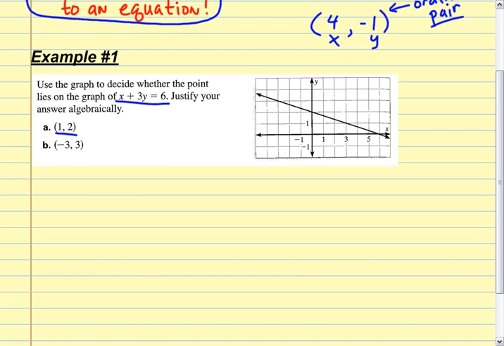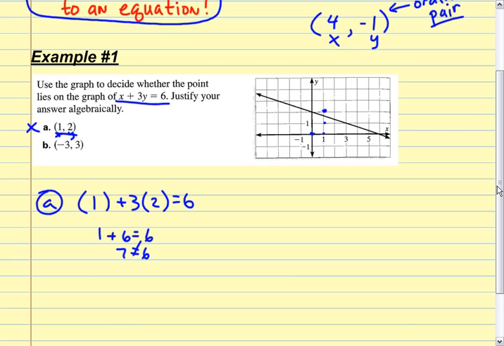Cameron, 1, 2. Does it? We go from the origin, we go over 1 and up 2. It's close to it, but it's not on it. So it's not a solution. All right? But they said justify it algebraically. All we do is plug it in. x plus 3 times y equals 6. Plug in 1 for x, because it's in the x spot. Plug in 2 for y, because it's in the y spot. We get 1 plus 6 equals 6. 7 equals 6, and that's not true.